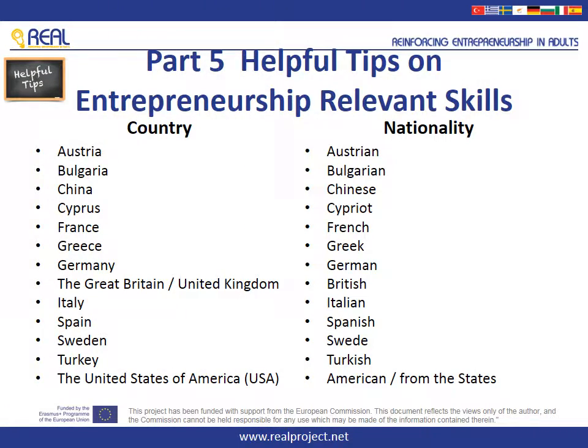In the last part of the lesson, we'd like to share with you some helpful tips on entrepreneurship relevant skills. Let's start with some countries and nationalities. It is important to easily introduce yourself and understand where the other people come from. Be careful with the Great Britain, also known as the United Kingdom or the UK. It consists of England, Scotland, Ireland, and Wales, and people coming from these parts call themselves English, Scots, Irish, and Welsh.